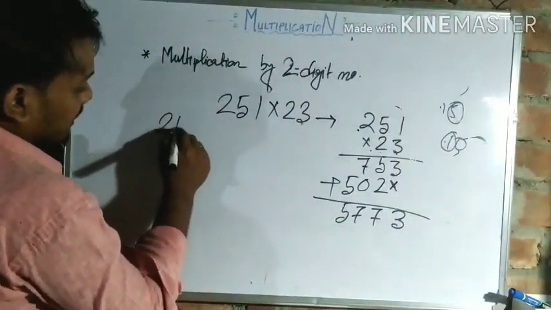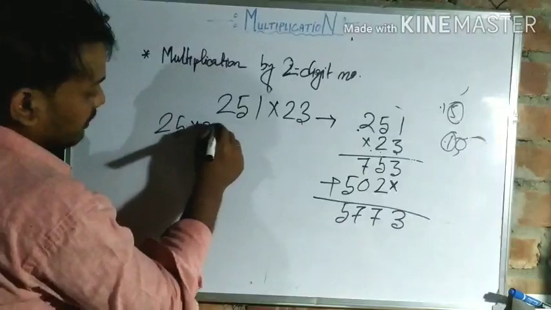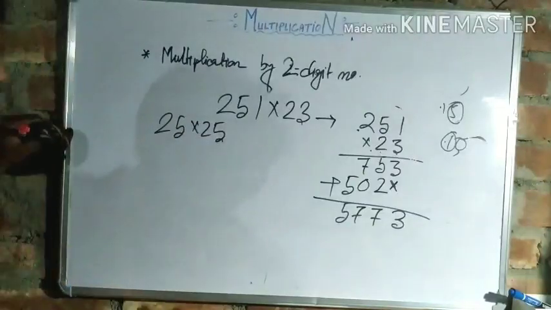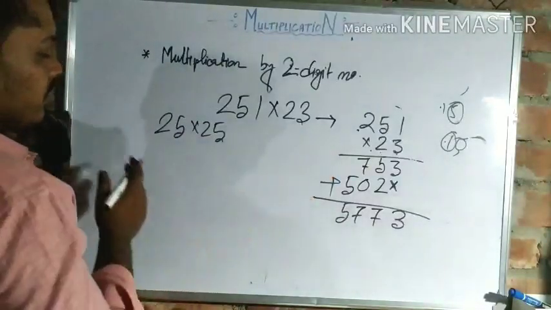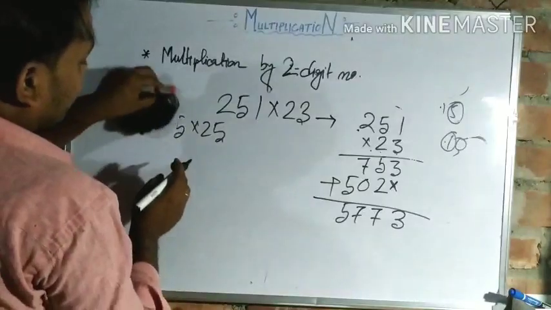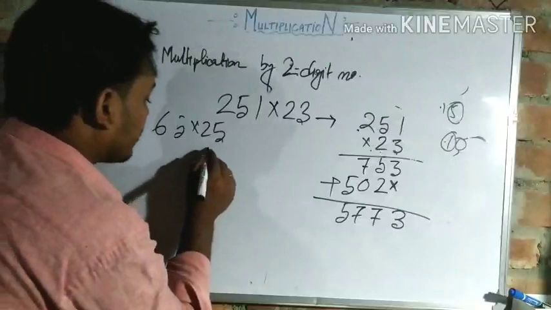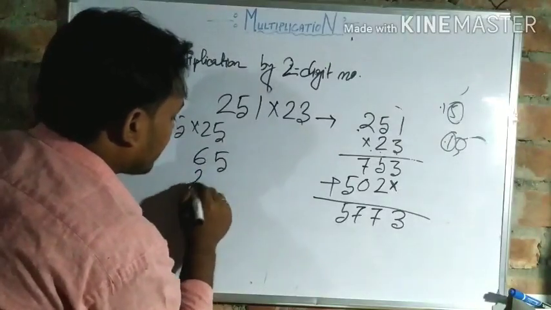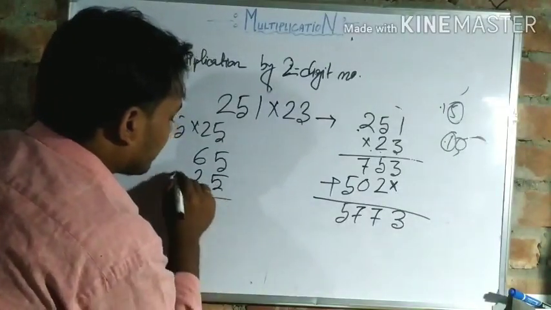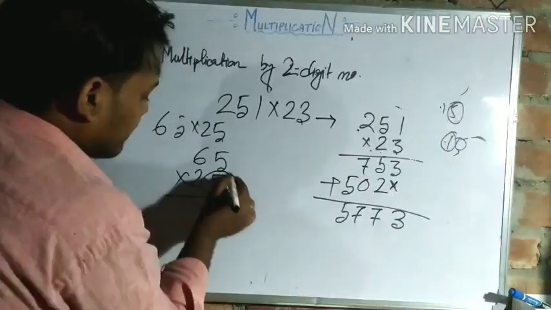You can also multiply a 2-digit number by a 2-digit number, like 25 into 25 or 65 into 25, with similar rules. So 65 into 25. What is the rule? First we multiply with this number.